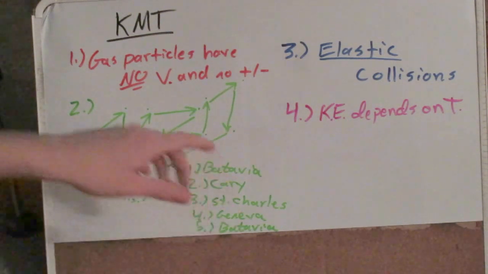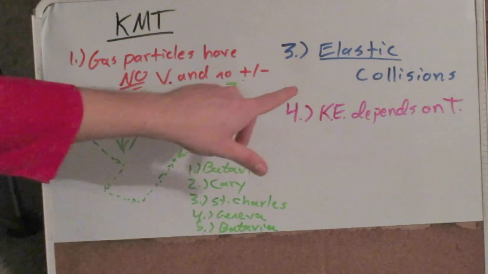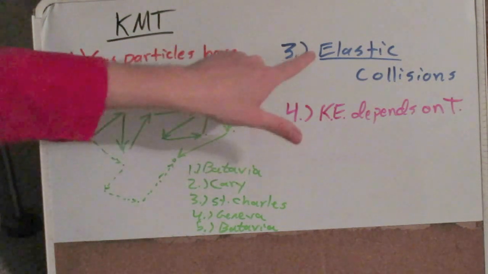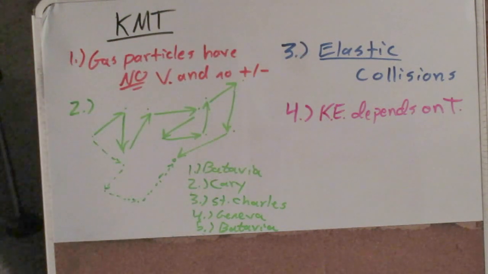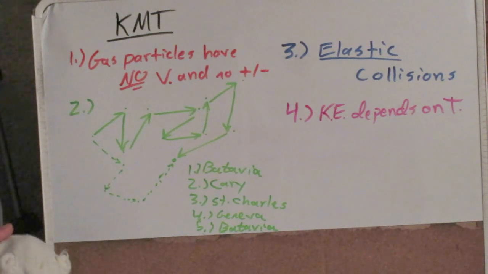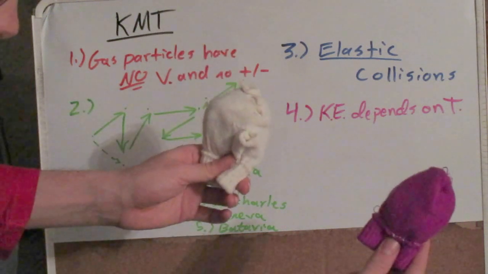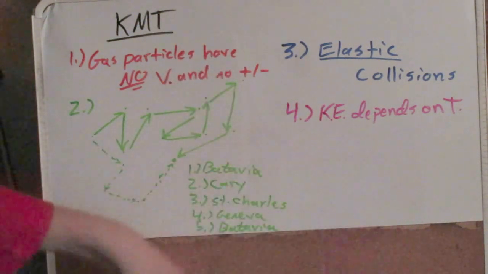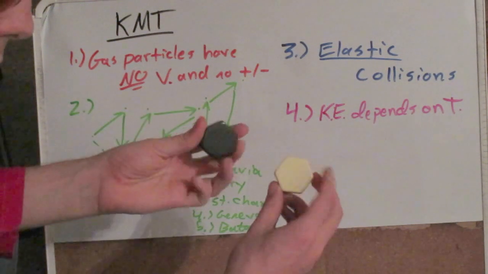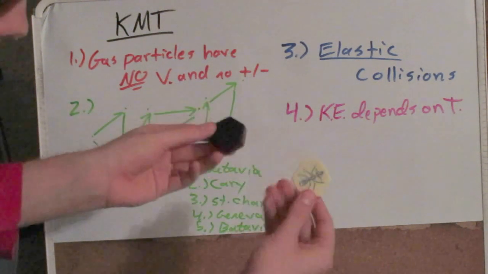Now, the third thing is going to be those elastic collisions. Now, this might not be the best example in the world, and I'm just going to make sure that you kind of get it. I got 2 pairs of gloves. These are going to be our gas particles. I just have 2 different colors so they stand out. We're going to pretend that these little game pieces are our gas particles, one black and one white.